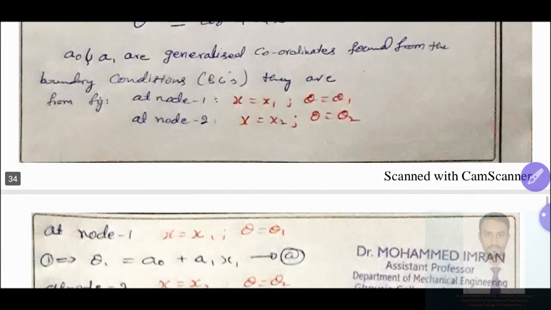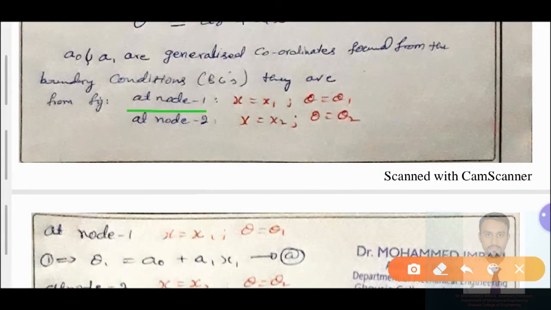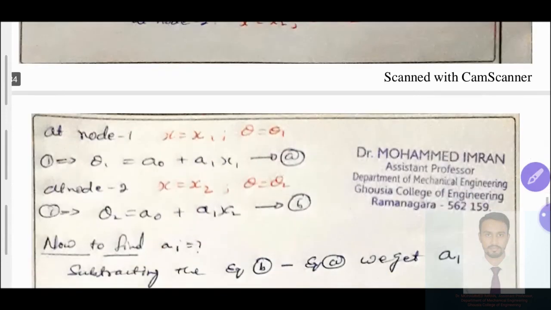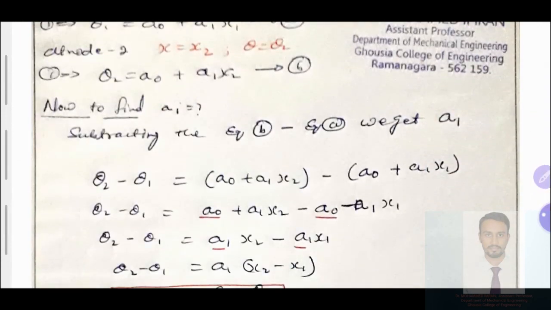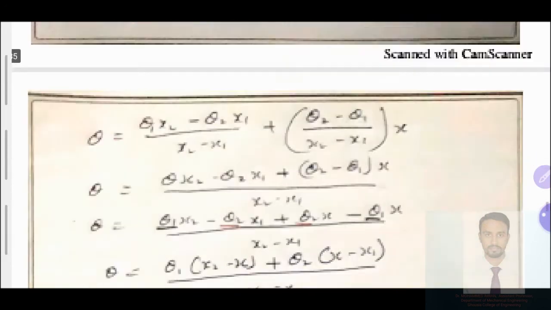Similarly, boundary conditions: how many boundary conditions have we taken? At node number 1, 1 boundary condition. At node number 2, 1 boundary condition. Only 2 boundary conditions we have. But in a beam element, 4 boundary conditions are there. Node number 1 has 2 boundary conditions and node number 2 has another 2 boundary conditions. 4 boundary conditions are there.